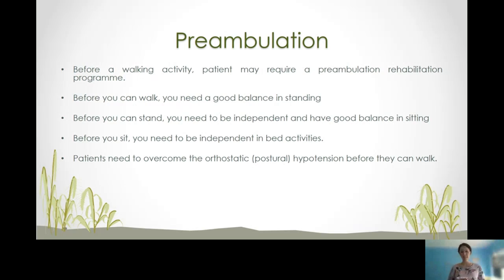Before a walking activity, they may require a pre-ambulation rehabilitation program that we are now talking about. Before you can walk, they will need good balance in standing. That's one of the things pre-ambulation rehabilitation will teach them. Before they stand, they need to be independent and have a good balance in sitting.